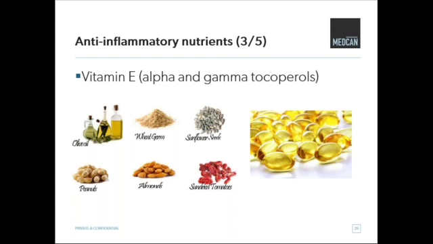Vitamin E exists in nature in different chemical structures. The most common forms in the diet are alpha and gamma tocopherols. Foods rich in vitamin E are seeds, nuts, and vegetable oils. Supplements, however, commonly contain only the alpha tocopherol form. Studies have shown that it's both structures, alpha and gamma tocopherols, that work together, and they have a synergistic effect on inflammation in the body.